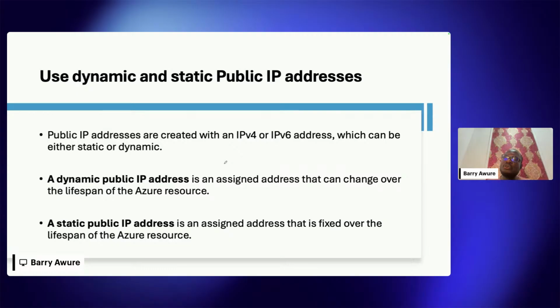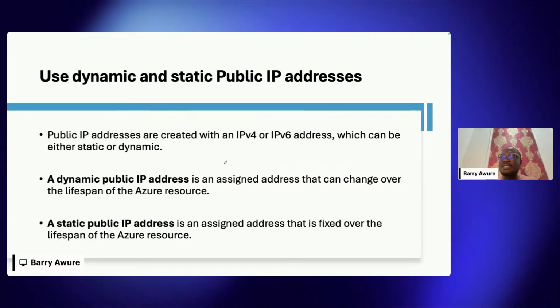But if your resource is such that you need it to be static, then it's better you use a static IP address. A typical example of a resource that you want to give a static IP address is more probably something like your load balancer. Then your web servers and the likes behind can have dynamic IP addresses. So that is public IP.